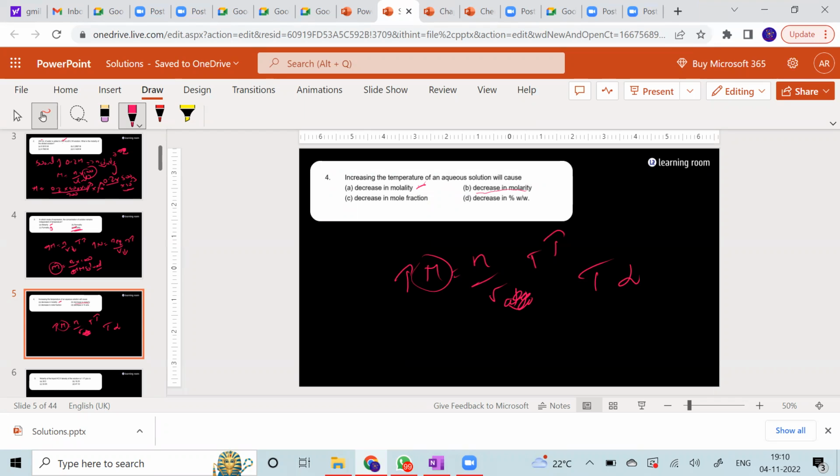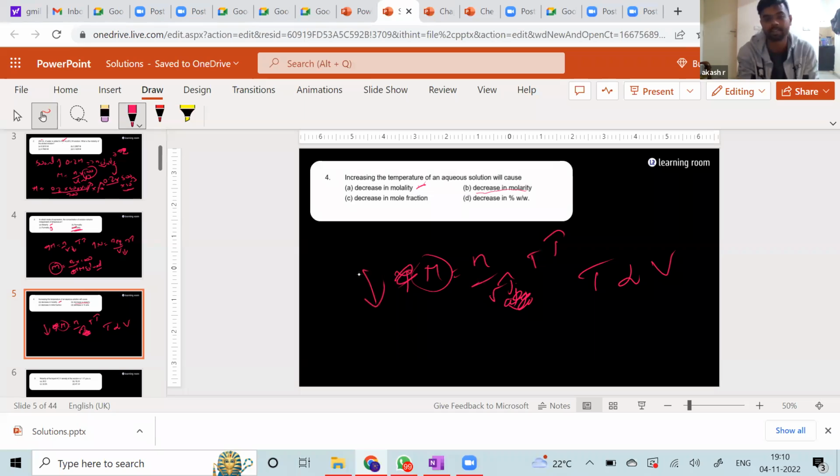Directly proportional, right? When I supply some energy, the gas expands. So temperature and volume are directly proportional. If temperature increases, volume increases, and molarity will decrease. So this is the correct answer then. There's going to be a decrease in molarity.